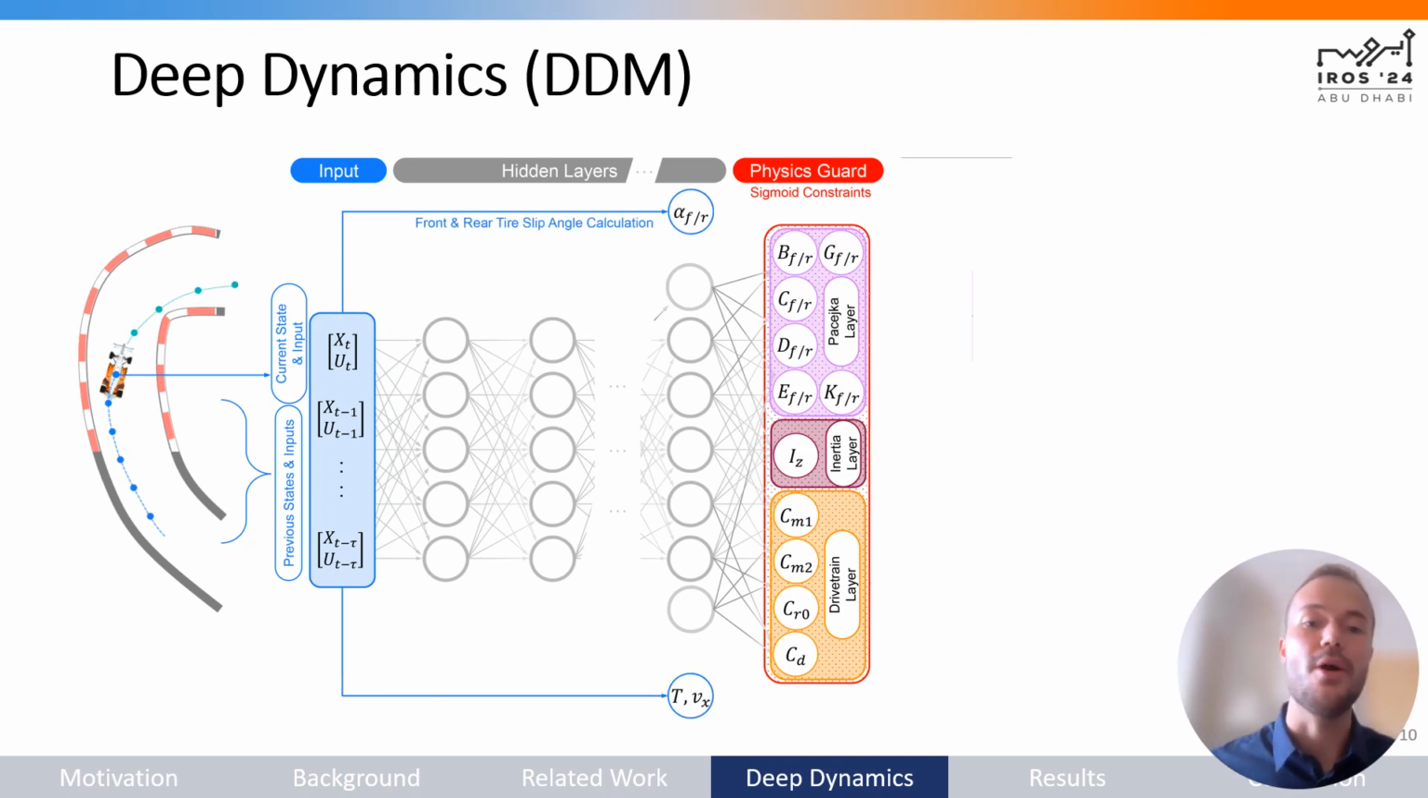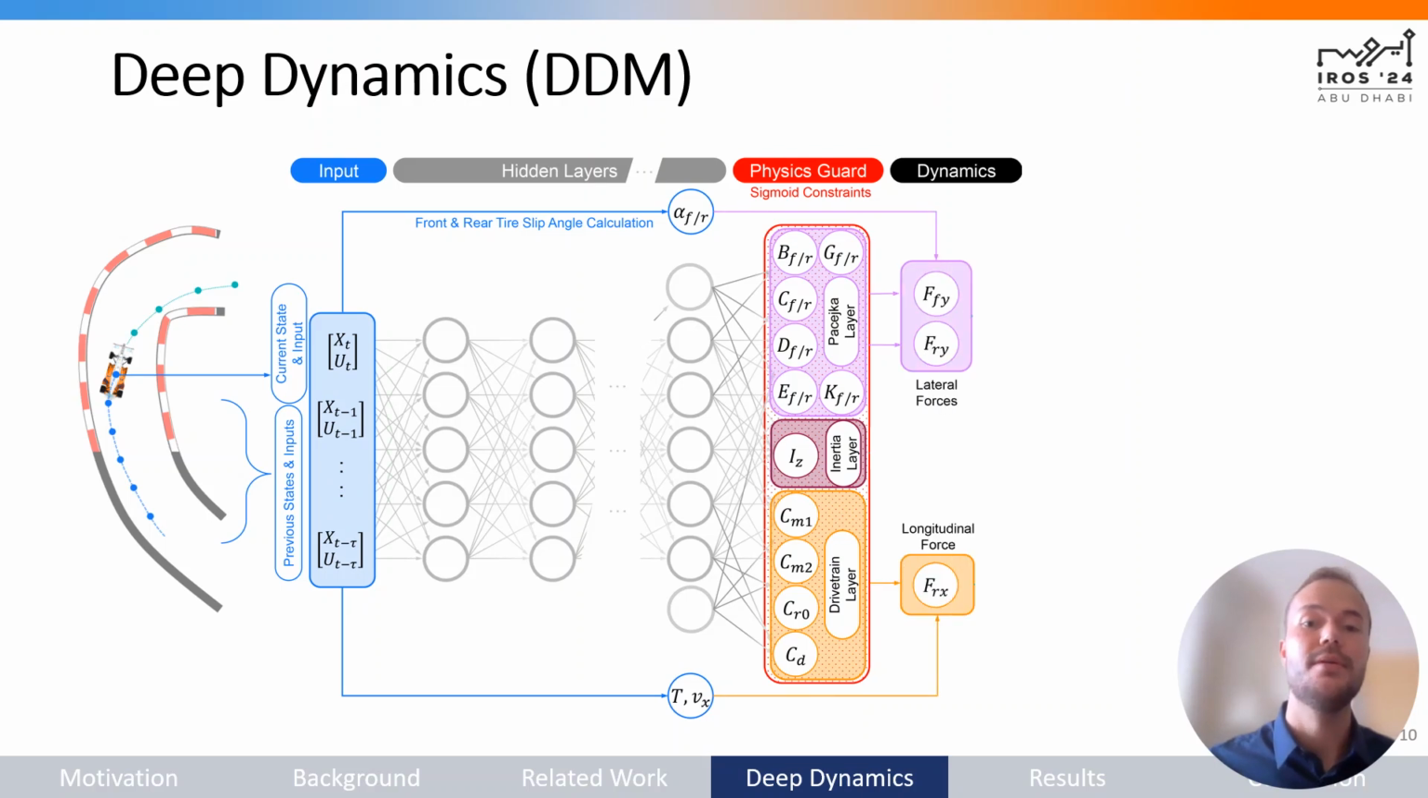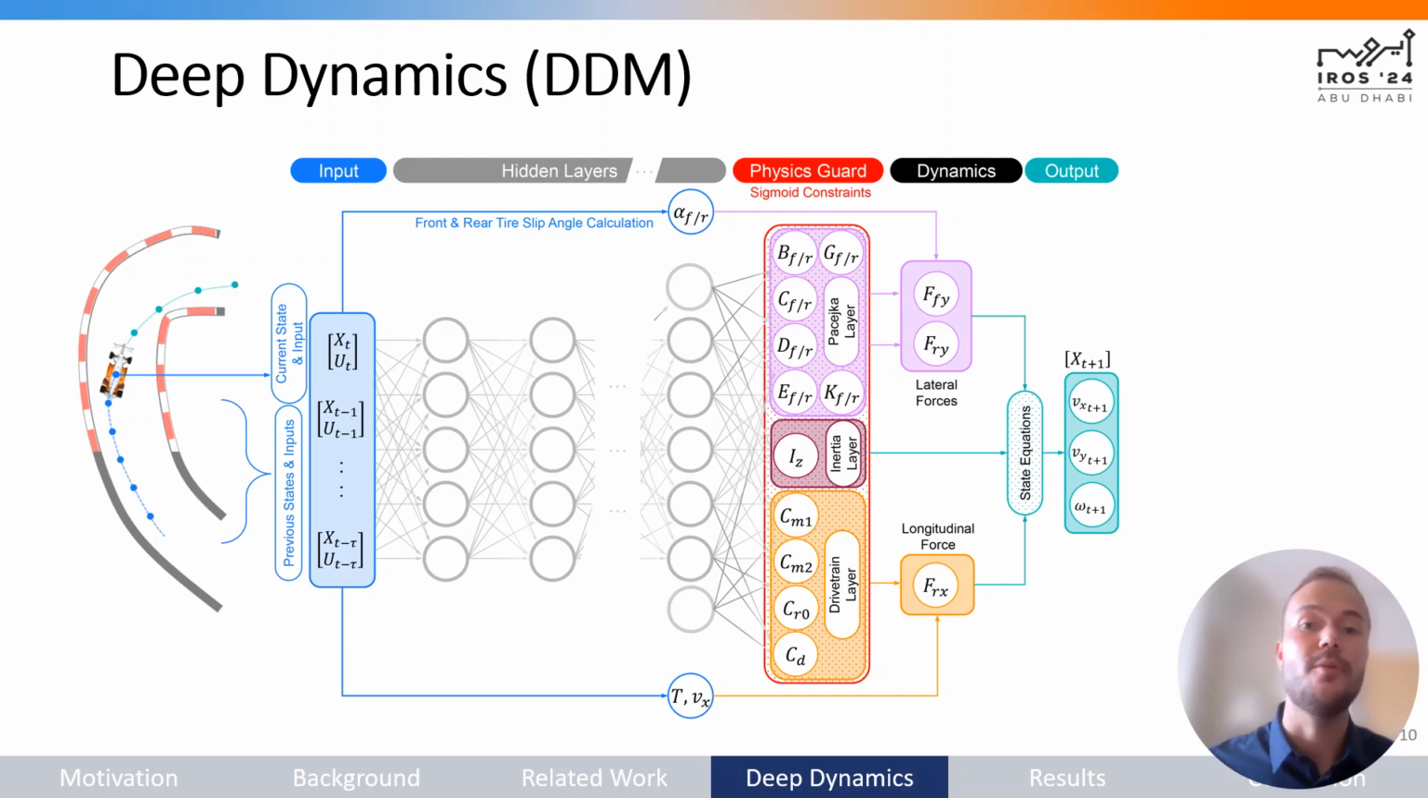Now, once we have those coefficient estimates, we can use the current state and control input of the vehicle and feed that into our Pacejka magic formula tire model to predict the lateral forces that are going to be inflicted on the wheels, as well as our drivetrain model to predict the longitudinal force applied to the rear wheel. We can then use those forces and the estimated vehicle moment of inertia to predict the vehicle state at time t+1.